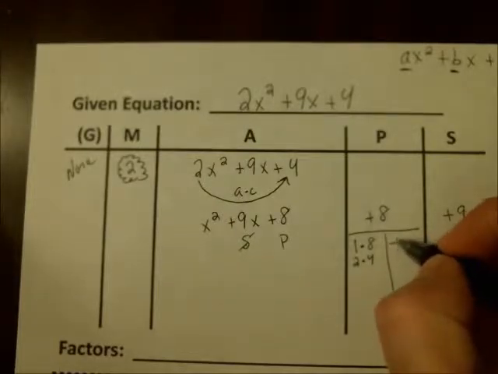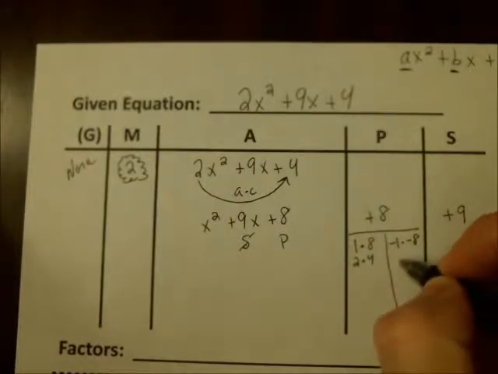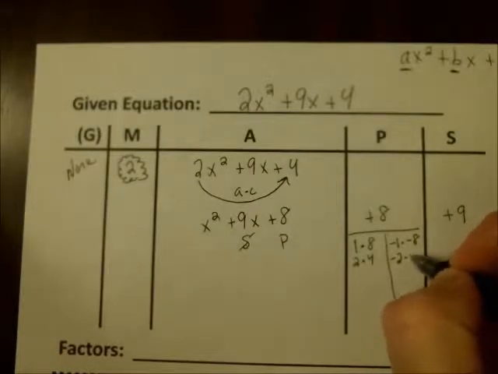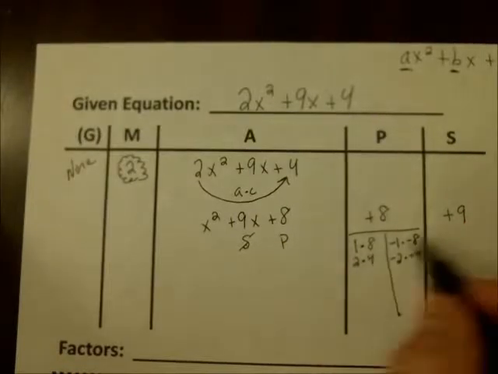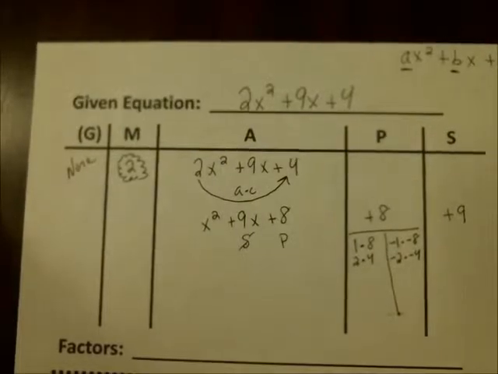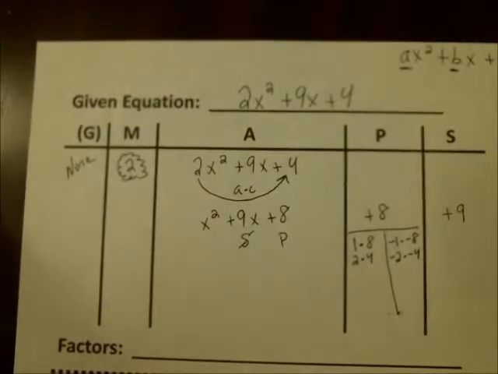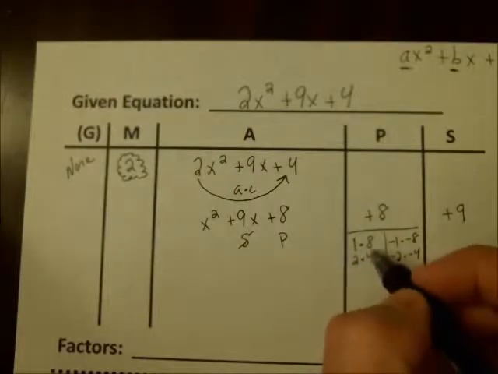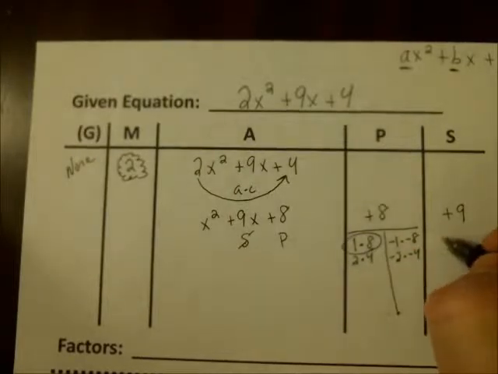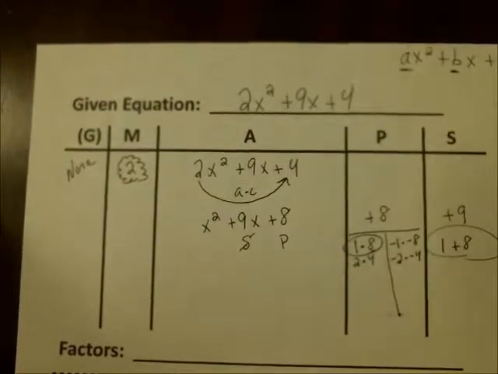How else can we get a positive? Okay, hopefully you said both can be negative. Eventually, you're just going to be able to see this. The more practice you do, the better you're going to see it. Now, one of these 4 sets will give us a positive 9. And that will be right here. 1 plus 8 is that positive 9 value.